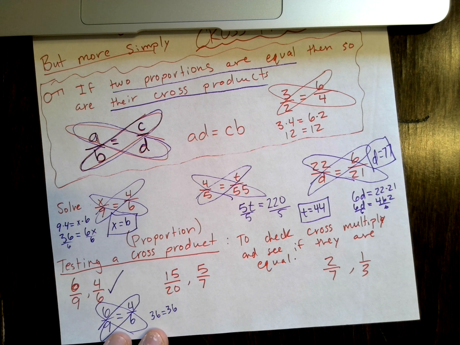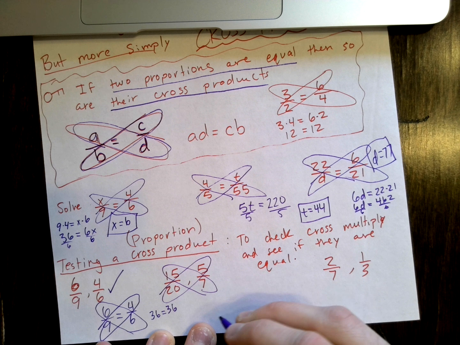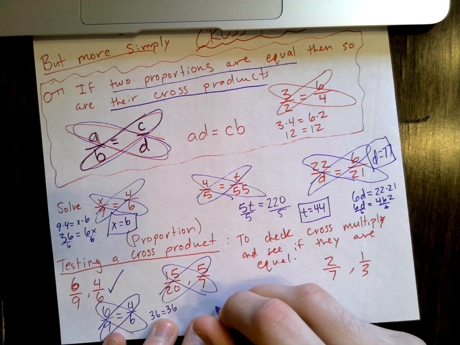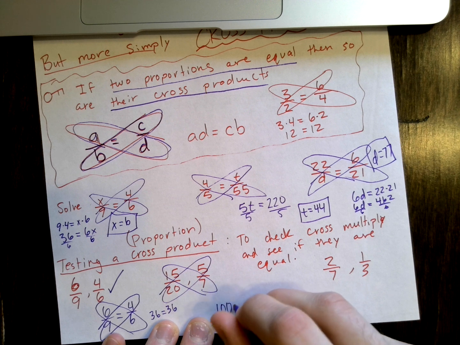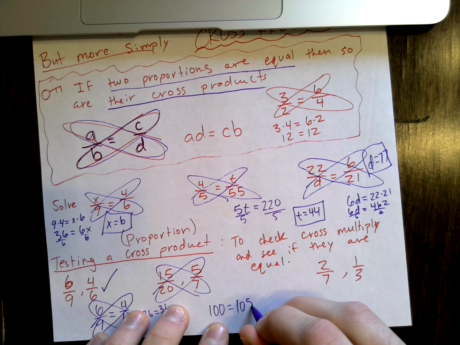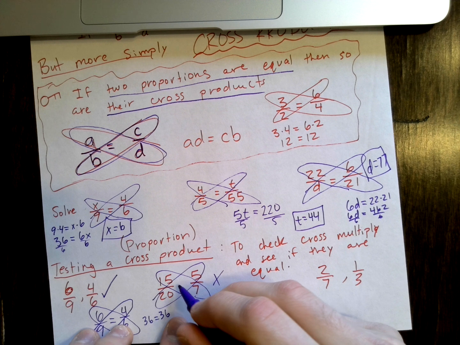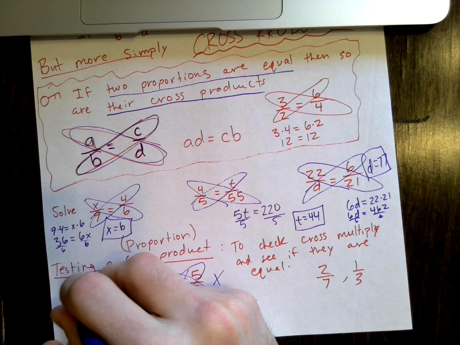They're both equal. Take a look at our next one. Let's cross multiply and see if they're equal to each other. 20 times 5 is going to be 100. 15 times 7 is going to be 105. Those are not equal. Not equal to each other. The ones before would be equal to each other.